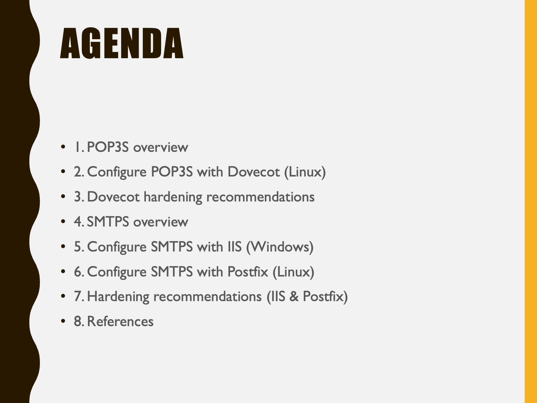And then after that, we will move on to SMTPS, which is the secure form of SMTP. We'll look at what it is, then we will walk through the configuration on the two different platforms. First, IIS on Windows Server, and then Postfix on Linux. And finally, I will cover general hardening recommendations for both IIS and Postfix to help you secure those servers against common threats. And then at the very end, I will wrap up with a summary and some key takeaways.